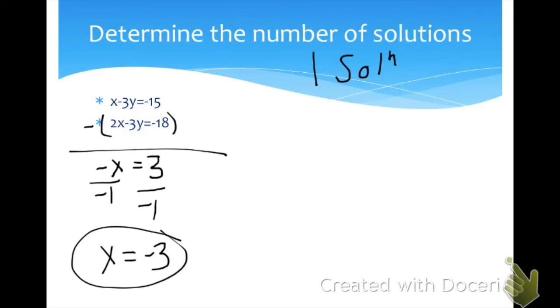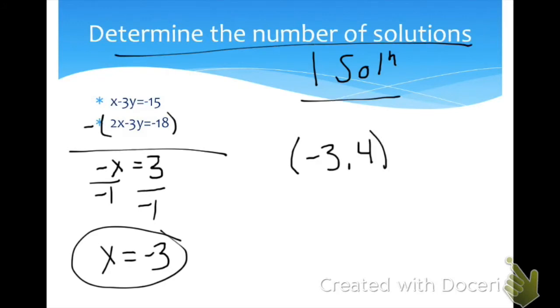So I know I have one solution. I can then take that and go through and find the other value. I believe that I would find that y equals 4. Yeah, y equals 4. So my solution would be negative 3, 4. But since it just asked for the number of solutions, I could just say that there would be one solution.